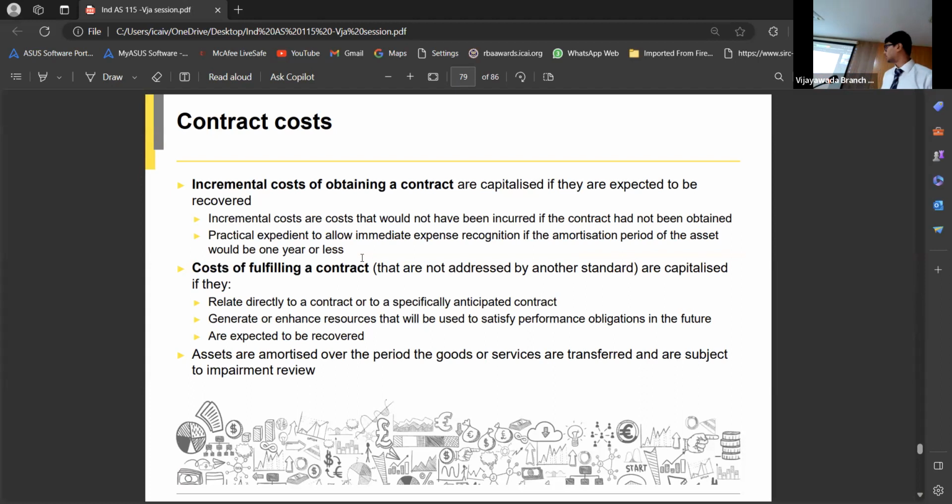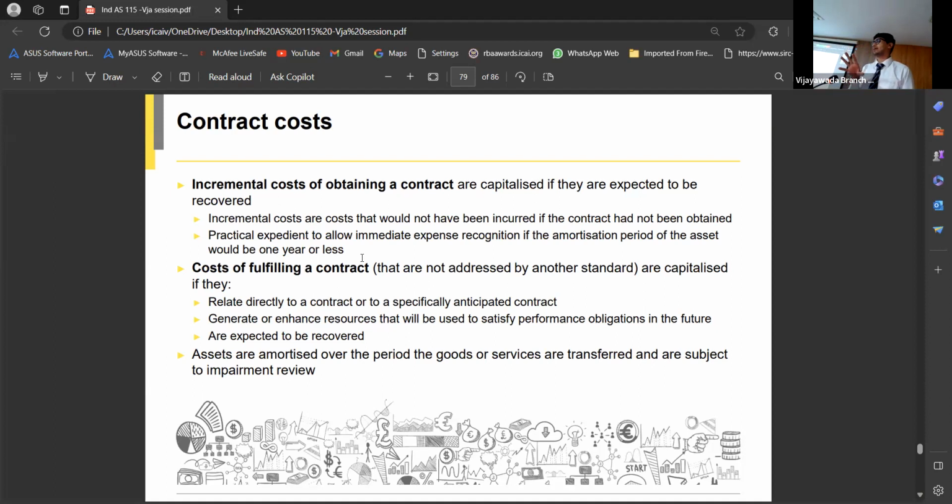Very interesting concept, which is not there in normal IGAAP. This is there only in Ind AS. It is also there, interestingly, in IFRS 16 or Ind AS 116, which is the lease standard. It's there in both places. What they are saying is that the incremental costs of obtaining the contracts and the costs of fulfilling the contract can be spread across the contract period. That is the sum and substance of this particular item in the standard.